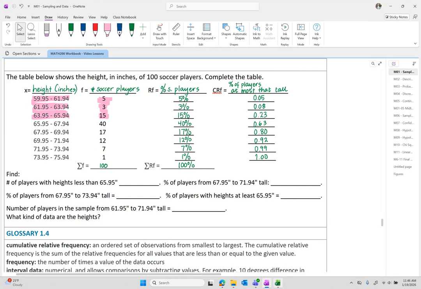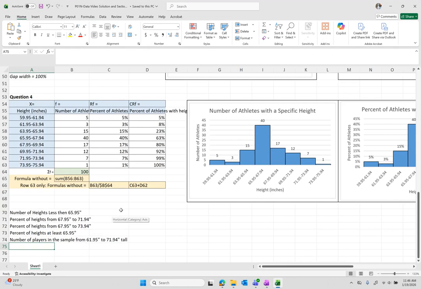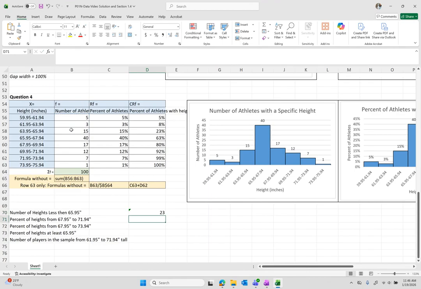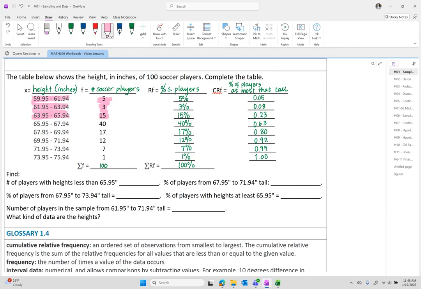And in Excel, this can be done quickly if here I say, so let's assume these are the categories, and I will be adding in this column D. So here, if I want to find the number of heights less than 65.95, I will add with the sum function from 5 to 15. And the answer will be 23. So 23 is the answer to that. 5 plus 3 plus 15, the answer is 23.